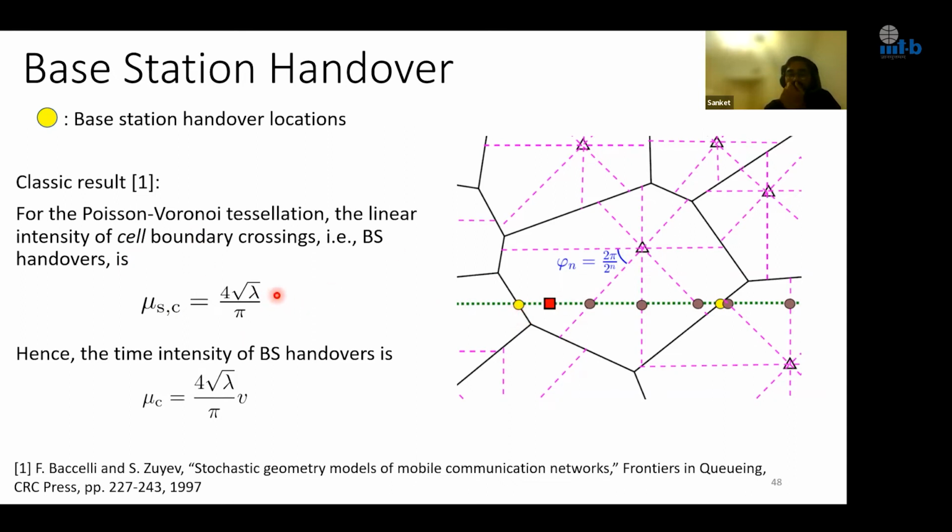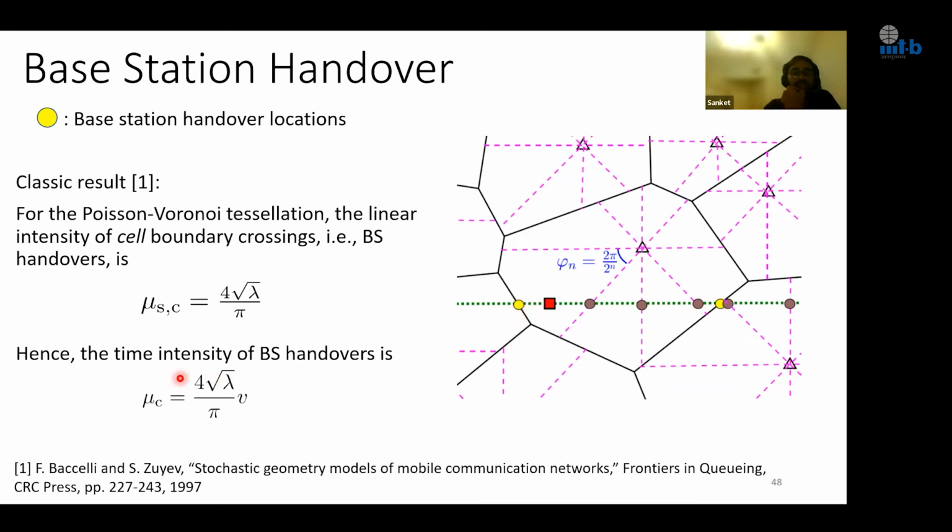So it solely depends on the intensity, or how dense the network is, meaning that if you increase lambda, which is the density of base stations per unit area, then the cell sizes will be smaller and the user will be moving between two cells quite frequently. As you increase lambda, this cell area will be smaller and then this distance will be smaller, and for a given speed, there will be a higher number of crossings per unit area, per unit time.